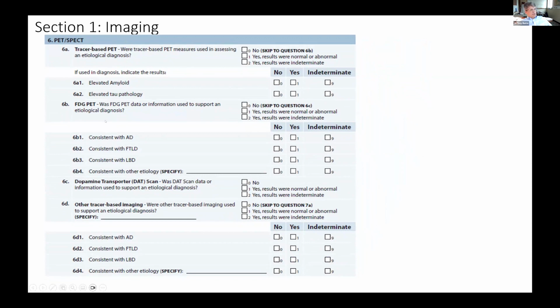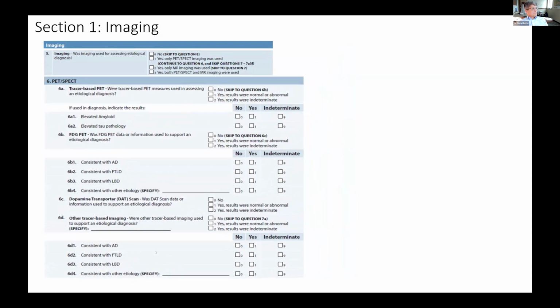FDG PET, was FDG PET used, yes or no? And if so, is it consistent with Alzheimer's, FTLD, or LBD, or other? And then any other tracer-based imaging can be captured in this question 6D. So if there's advances or people are using it and actually using the information to support a diagnosis, then we want to capture that here. And how was it, was it consistent with AD, FTLD, or LBD?